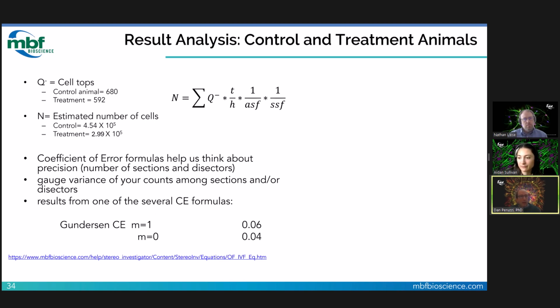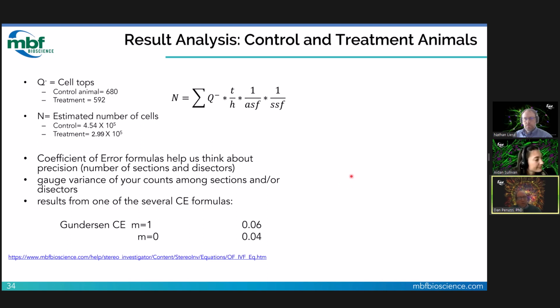So when we take that Q minus number of cell tops and put it in the formula on the right, which has to do with the height subfraction, area subfraction, and section subfraction that we've been talking about, we get an estimated number of cells of 4.54 times 10 to the 5th for control, and for the treatment, 2.99 times 10 to the 5th. So it looks like at least the means are bearing out your idea that these groups are different.